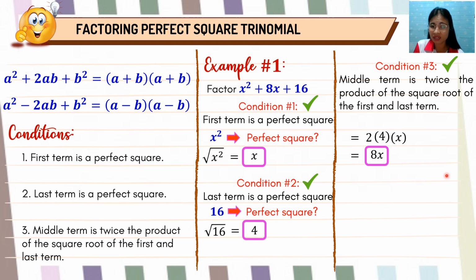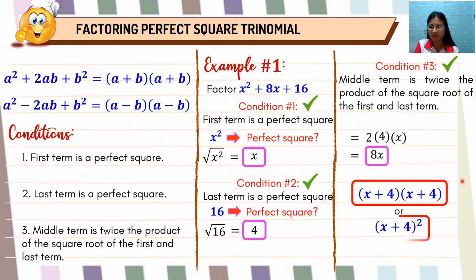Now, since conditions 1, 2, and 3 are satisfied, meaning x squared plus 8x plus 16 is a perfect square trinomial. Since the operation of the middle term is addition, we have a plus b. First term is a, second term is b. So the factor is the quantity of x plus 4 times x plus 4, or it can be written as the square of x plus 4. Once the three conditions are satisfied, you only need the square roots of the first and the last term to get the factor of that particular trinomial.